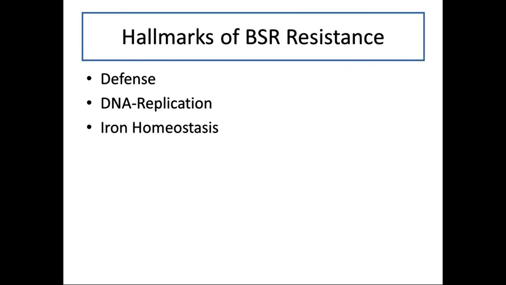Looking at the treatment response and the genotype by treatment interaction effect, which I didn't show today, and looking at the GO terms and the transcription factors, we were able to identify the hallmarks of BSR resistance. They are defense, DNA replication, and iron homeostasis.